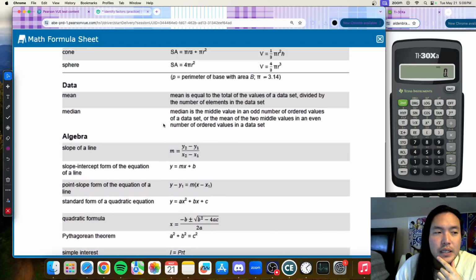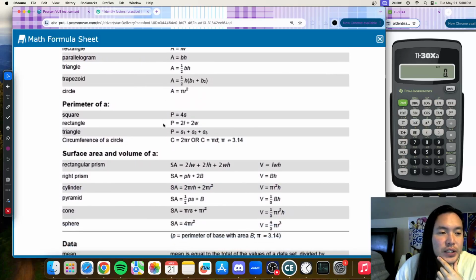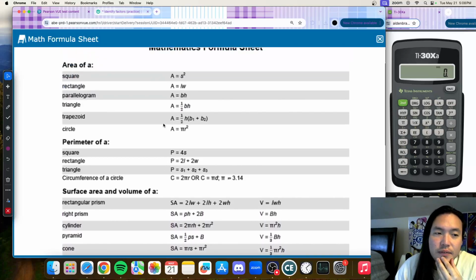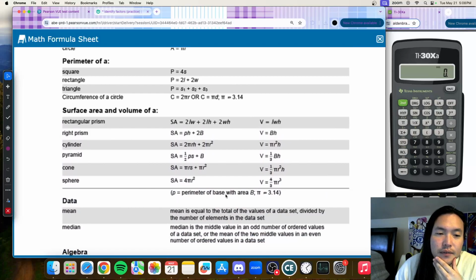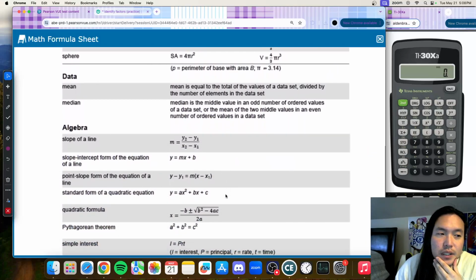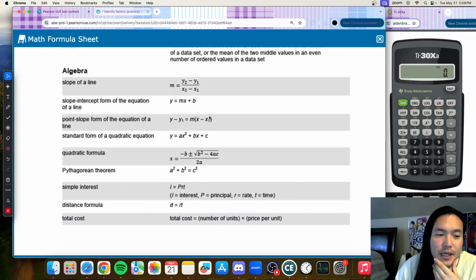I was hoping that they would maybe discuss it in the formula sheet. They do not do that. But the formula sheet in itself is also very, very useful. We have areas, perimeters, volume, surface area, the definition of mean and median, slope. Here's some algebraic stuff. Okay, not bad.